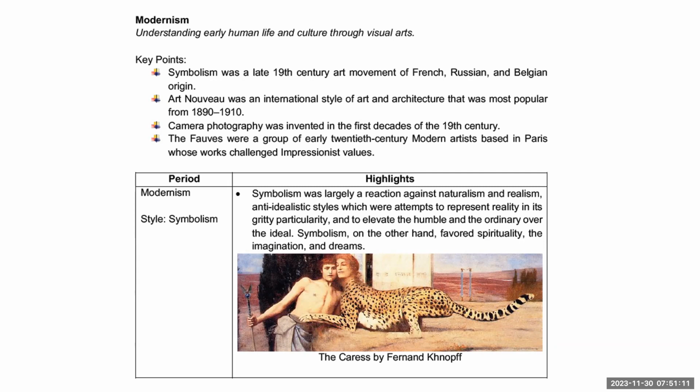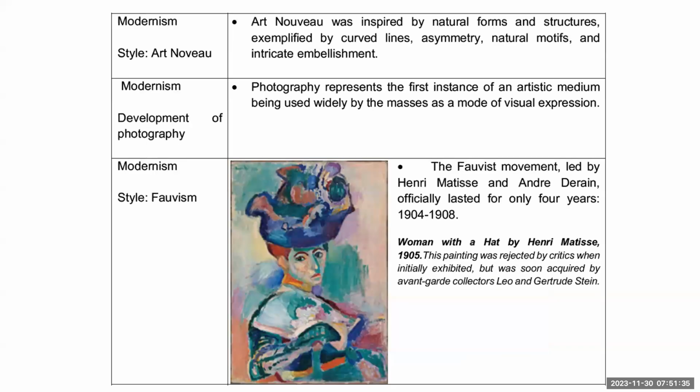First is symbolism. Symbolism was largely a reaction against naturalism and realism, anti-idealistic styles which were attempts to represent reality in its gritty particularity and to elevate the humble and the ordinary over the ideal. Symbolism, on the other hand, favored spirituality and the imagination and dreams, such as in this particular picture.